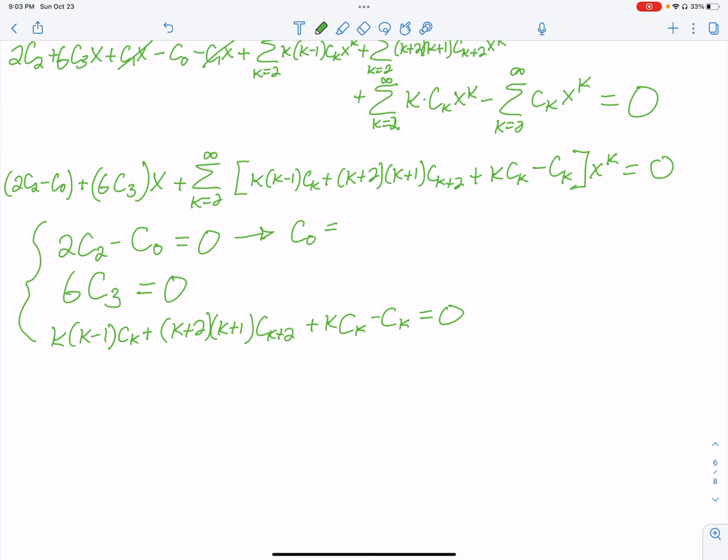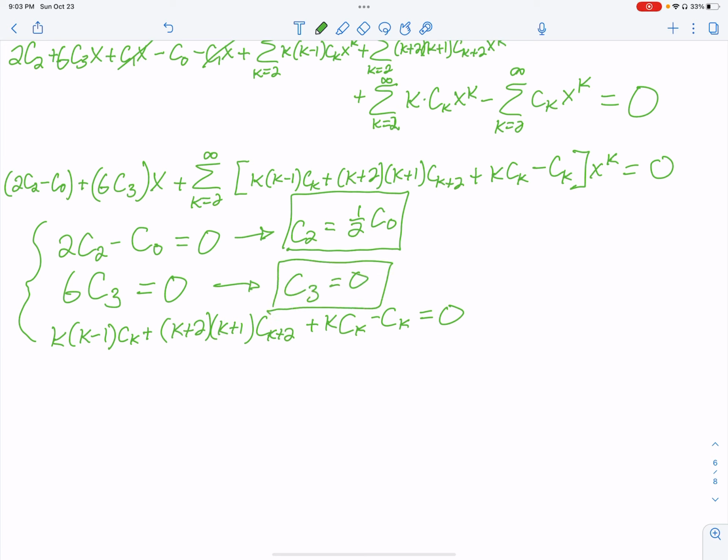Let's solve for C2. If I add C1 over and divide, I get 1/2 C naught. Cool, that's going to be something we're going to use. And then this one implies that C3 is equal to 0. So we're good there. All right, the last equation, we're going to solve for the biggest C sub.